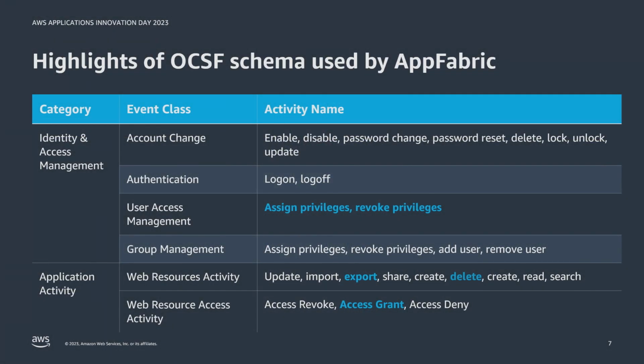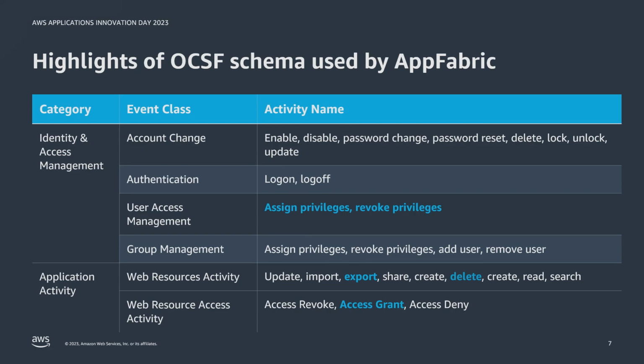AppFabric extends the OCSF schema to be a SaaS-centric framework for monitoring application audit logs. AppFabric has evolved 5 OCSF event classes, listed on this screen, where we provide additional details and more activity names that are more appropriate for SaaS applications. And so if we think about that hypothetical scenario we just discussed, where user 1 and user A are taking certain actions in Slack and Dropbox, then those events would be normalized under the user access management event class, the web resources activity class, and the web resource access activity class.